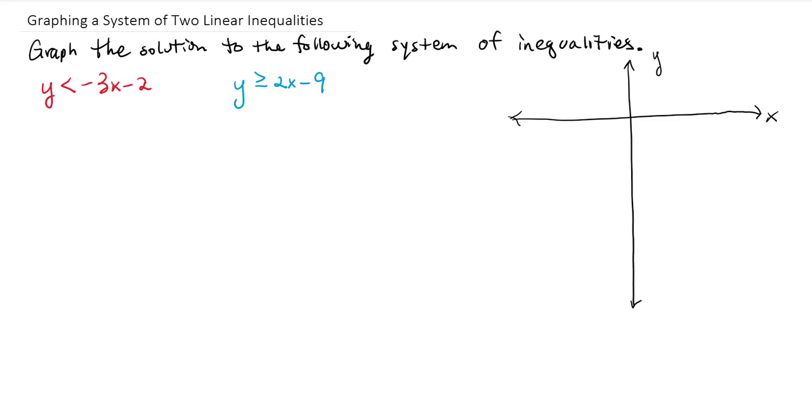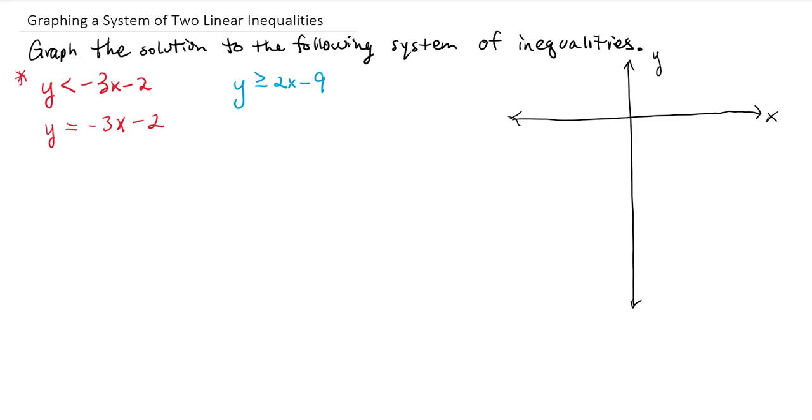Let's graph the solution to the following system of inequalities. Okay, so we have two inequalities here. y is less than negative 3x minus 2, and y is greater than or equal to 2x minus 9. So the first inequality can't be equal. The first note that I'm going to have is I'm actually going to put an asterisk on that inequality, and then we're going to realize that we need to graph the line y equals negative 3x minus 2.